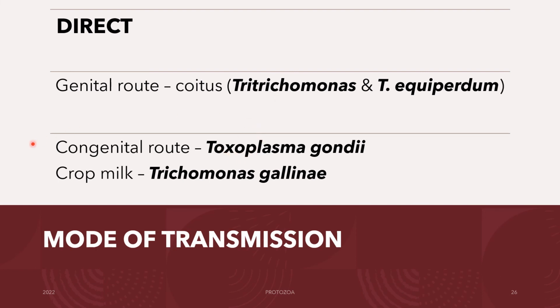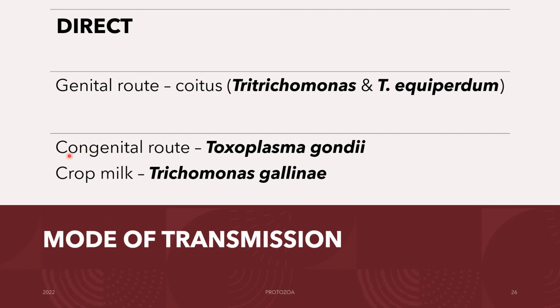Another mode of transmission is the congenital route of transmission, and this is exemplified by Toxoplasma gondii, which belongs to the phylum Apicomplexa. When we say congenital infection, it occurs when a mother infects a fetus before its birth. Congenital infection occurs via vertical transmission, meaning that the infection is spread from one generation to the next generation.